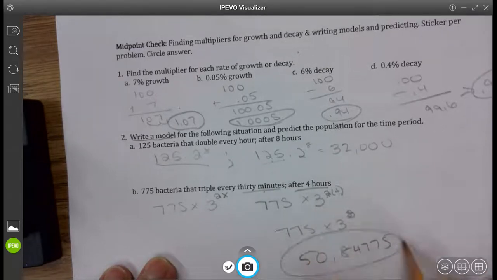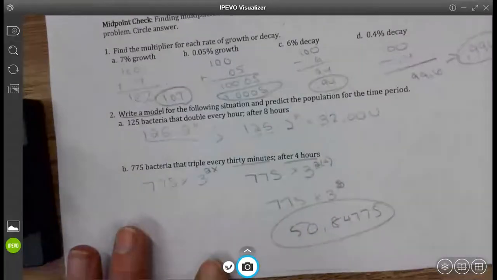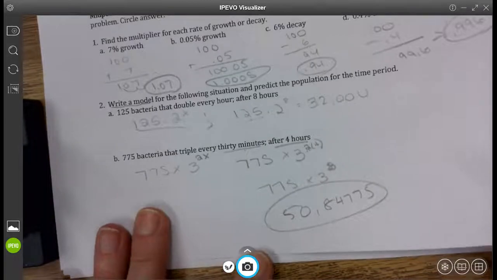Now you could stop right here if you wanted to and try it again in your review packet at the very end, because you're going to hand that in. And then you could come back. Or if you want to wait, you can do that too.